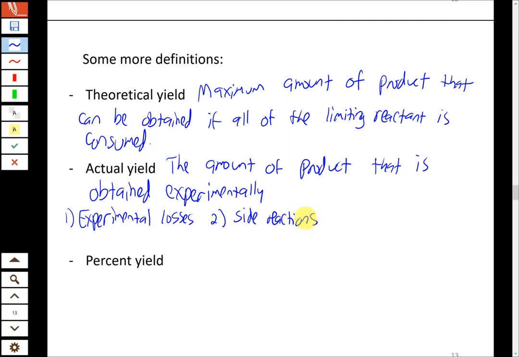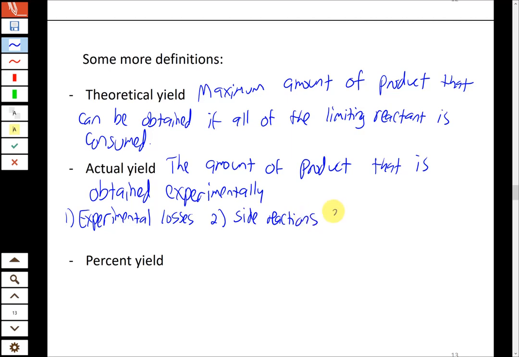So this is where your two reactants can possibly react at the same time to form something different than that product. That's a different reaction altogether. Or sometimes the product that you form reacts with one of the reactants to form something else as well. So basically this is two reactions happening at the same time, so you're going to consume some of your reactant or possibly consume some of your product in that other reaction that's also occurring. So that's called a side reaction.